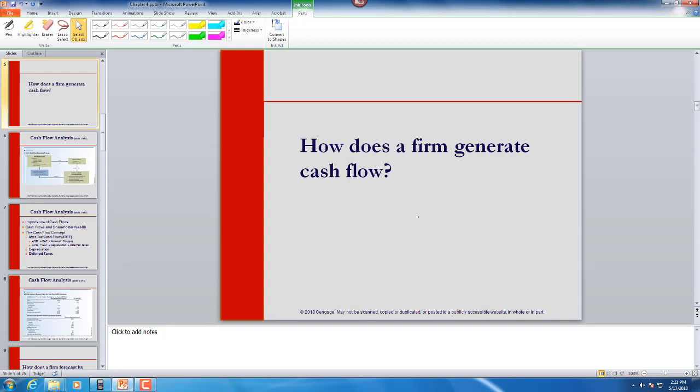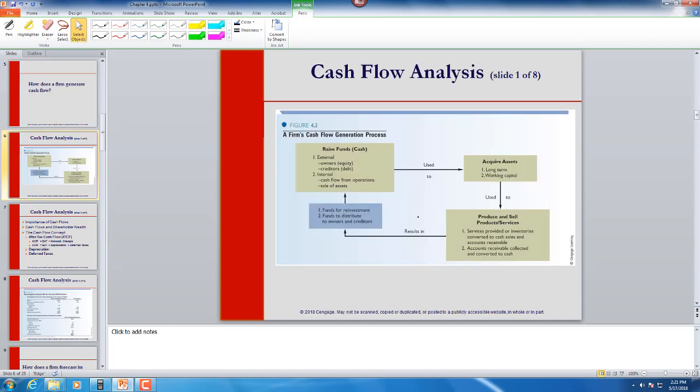Now, for all this, you require one thing: cash flows. Now, how does a firm generate cash flows? That's not an easy question to answer. A firm's cash flow generation process is given here. You first raise funds using external, owner's equity and creditors' debt, and internal, which is cash flow. I mean, initially, it only starts with the highlighted part here.